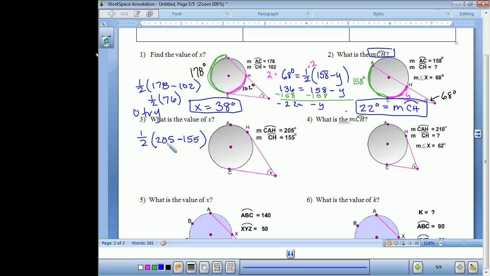Okay, so if we do half of 205 minus 155, that is half of 50, which is 25. X is 25 degrees.